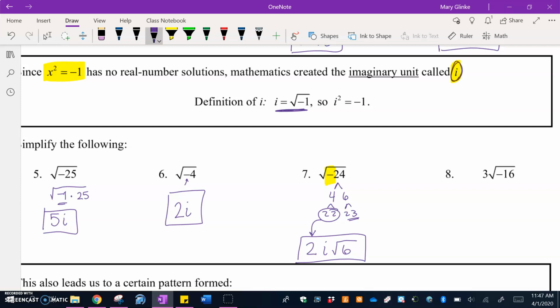So number 8 is interesting because we have that 3 on the outside. So this is 3 times the square root of negative 16. So I'm going to actually take the square root of negative 16. That's going to be a 4. And then the square root of the negative part is the I. So the square root of negative 16 becomes 4I. We're going to multiply that with the 3 that was already on the outside. So we're doing 3 times 4I, which becomes 12I. So now these are all complex numbers because they have an imaginary part to them. Anything with an imaginary part is going to be called a complex number.